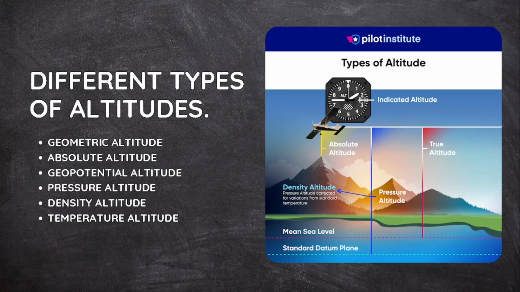So we have pressure altitude and density altitude. These two are related to operation of aircraft. Pressure altitude is a type of altitude associated with ambient pressure, while the density altitude is a type of altitude associated with the ambient density. Last, we have temperature altitude, which has the same concept as the pressure and density altitude, but it corresponds to ambient or actual temperature.